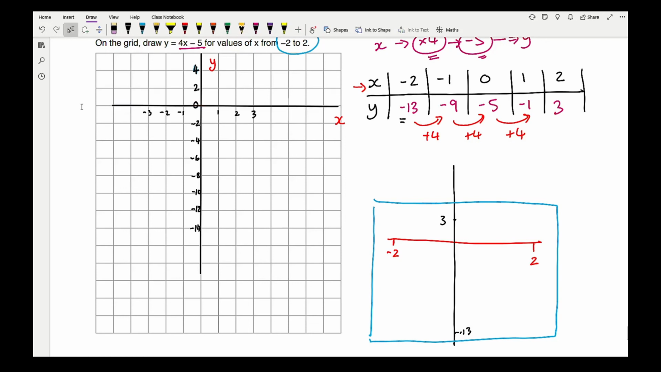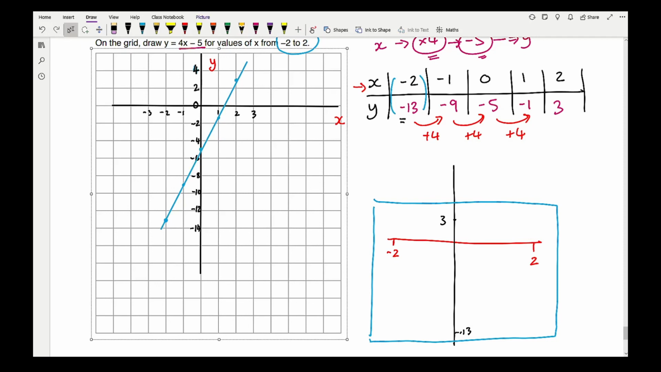Right, so once I've decided on my axes, the next thing I've got to do is plot my coordinates. So I've got (-2, -13), which is here. Then I've got (-1, -9), which is here, and then (0, -5), which is here, (1, -1), which is here, and then (2, 3), which is there. And then the last thing I've got to do is draw my line through all those points that I've plotted. Try and extend your line beyond the points you've plotted, and also make sure that your line goes through all of your points.